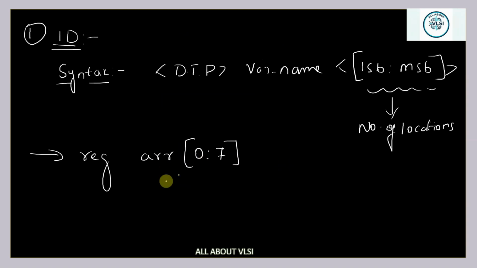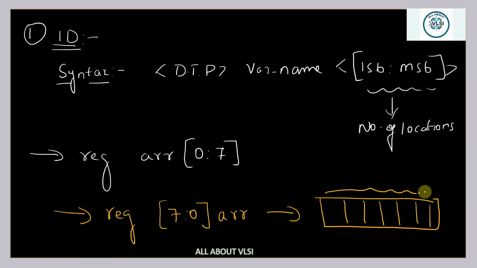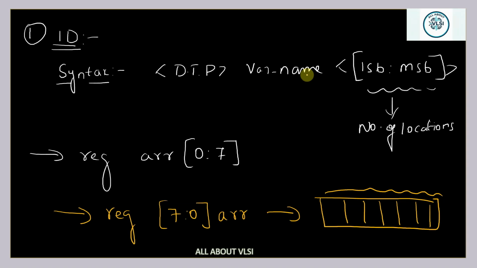In the case of packed arrays, if you carefully observe, if I write reg 7 down to 0 or 0 to 7 ARR, you are going to have an array with 8 locations in a continuous fashion. These are contiguous memory locations, everything is packed. But in the case of an unpacked array, you are going to have 8 different separate locations. So this is the difference between a packed array and an unpacked array.